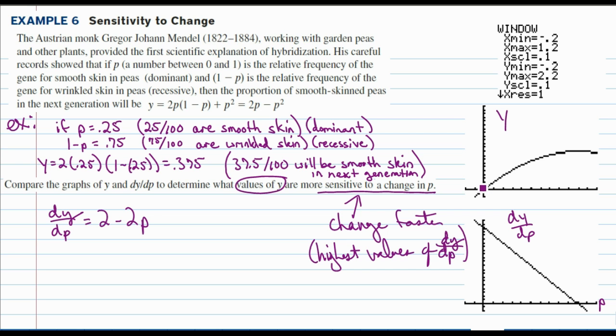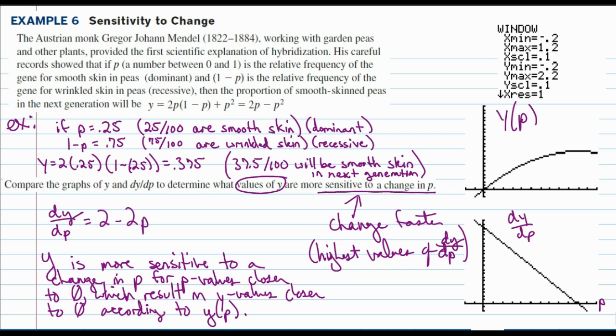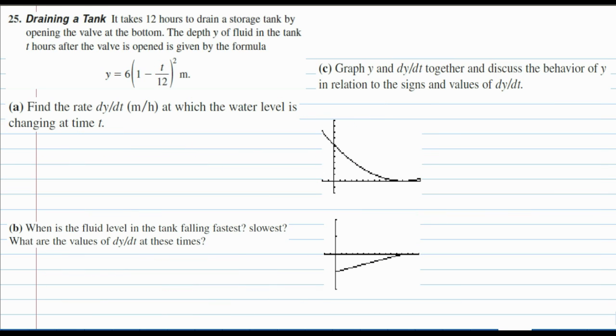So my concluding sentence can say something like, y is more sensitive to a change in p for p values closer to 0, which results in y values closer to 0, according to y of p, which would be this graph up here. This graph up here is the function y, whose input is p. This one is the derivative of y with respect to its input, p.